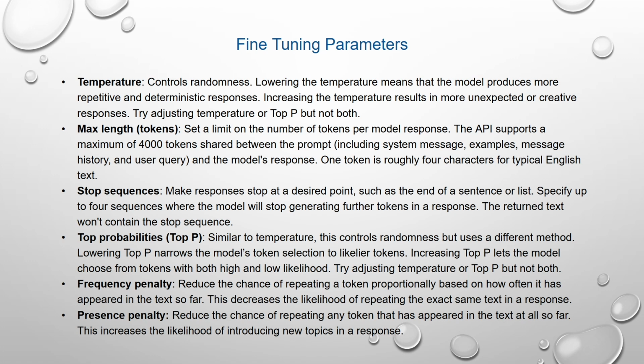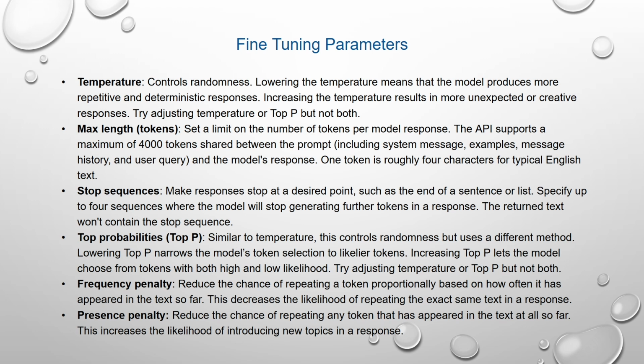We have seen fine-tuning parameters. We know what temperature is. It will control the randomness of the model. If we lower the temperature, the model will produce more repetitive and deterministic response. And increasing the temperature means more creative response. Then there is tokens. We can set a limit to the number of tokens a model can respond. Now one token is roughly 4 characters for typical English text.